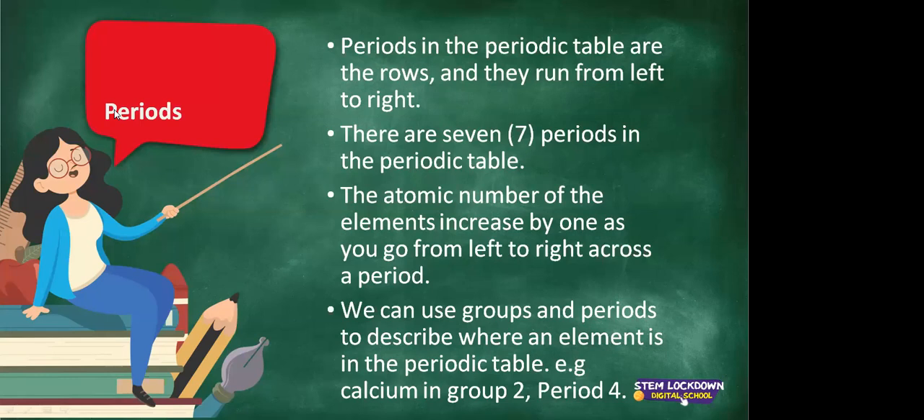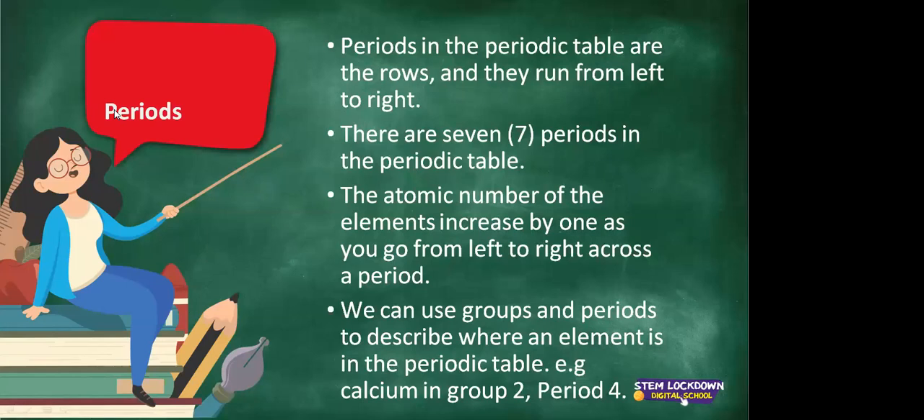The atomic number of the elements increases by 1 as you go from left to right across the periodic table. So now we're looking at the atomic number. We're not looking at the mass number. So from period 1 until period 7, they will increase by 1, 1, 1.